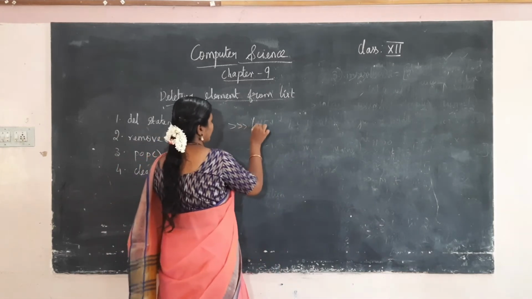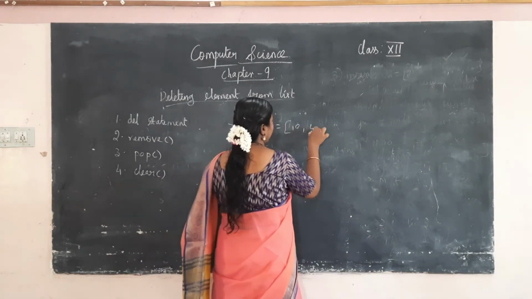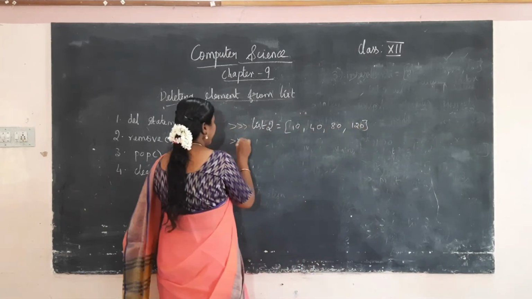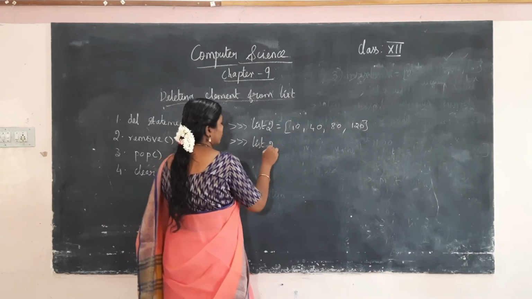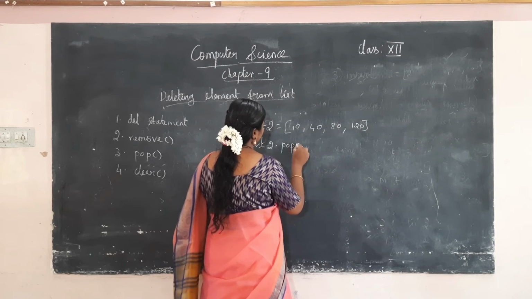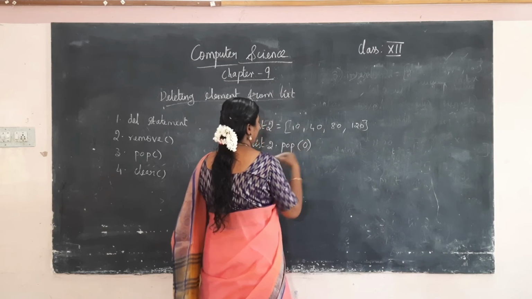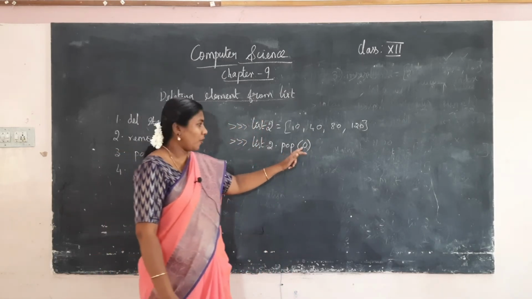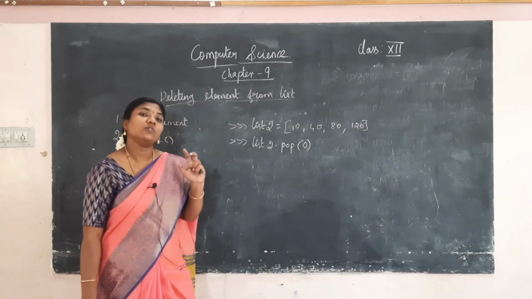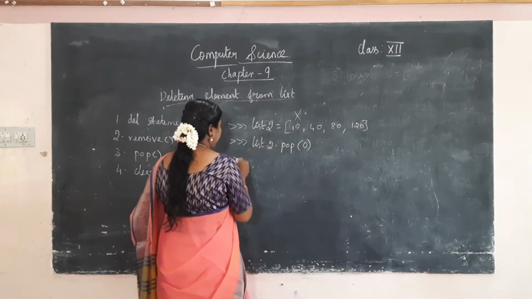So let me have list 2 is equal to 10, 40, 80, 120, and I can use the pop function, list 2 dot pop, and I can give 2 or 0. List 2 dot pop 0 I have given. So I want to delete the element which is in the index value 0. So what is in the index value 0? I am having 10. So this alone will be deleted.